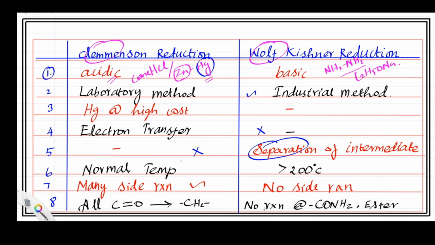And last one, both methods do not reduce carboxylic acid group, that is COOH is not reduced by both these methods. So the carboxylic acids are reduced by soda lime, that is sodium hydroxide and calcium oxide mixture, which reduces carboxylic acids by the elimination of CO2.